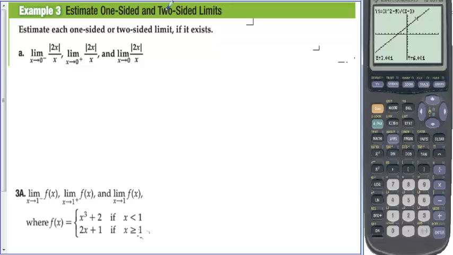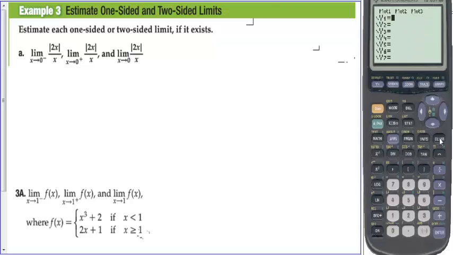Estimate one-sided and two-sided limits. Estimate each one-sided or two-sided limit if it exists. A. The limit as x approaches 0 from the left of the function, from the right of the function, and then state, is there a limit at 0? Let's look at the graph.